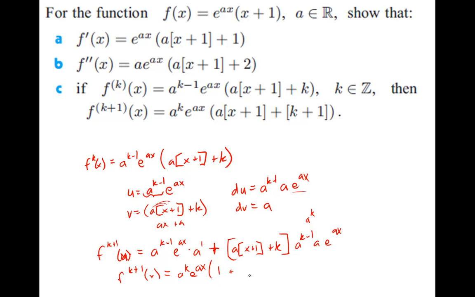So I'm going to be left with a times x plus 1 plus k, which then is exactly what we've got right there. The only difference is that they've got the k over on, or the 1 over on the other side with the k. All right, so we've managed to prove letter C.